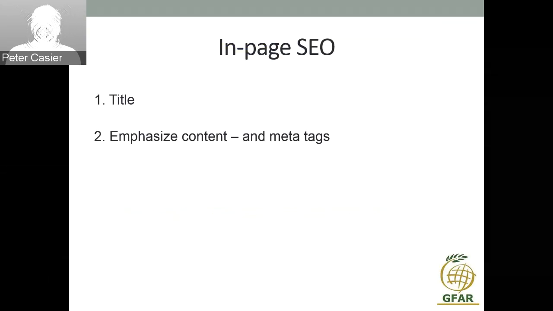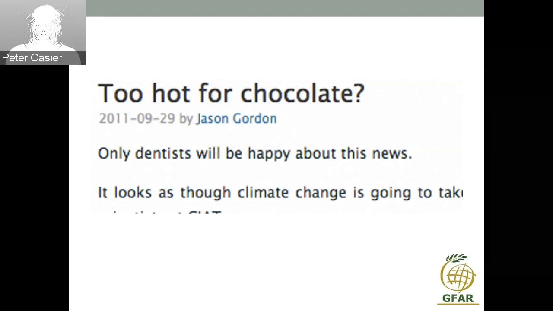What is appealing, and listen to me here, what is appealing to a reader, to a web visitor, to a human, might not be appealing to a crawler or to Google. For instance, Too Hot for Chocolate. Next slide, Charles. Too Hot for Chocolate is a typical example of a blog post that I often use when I give workshops on how to write good blog posts.